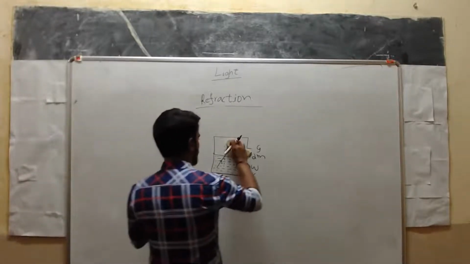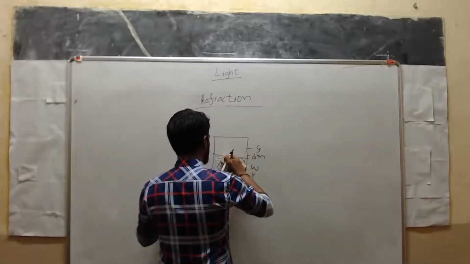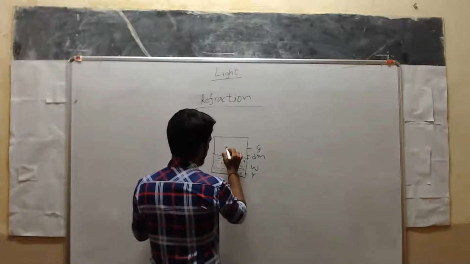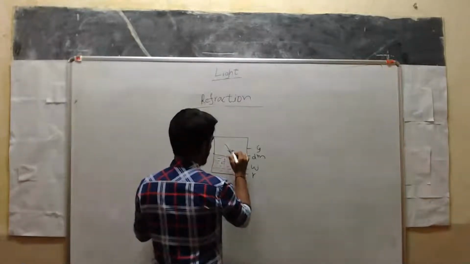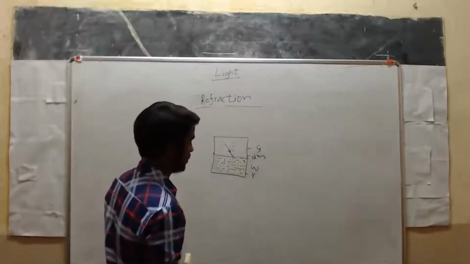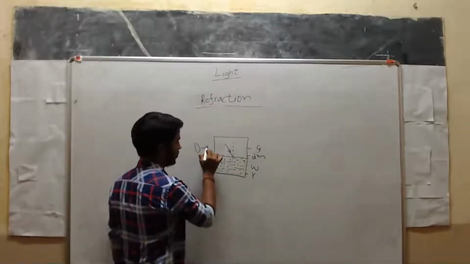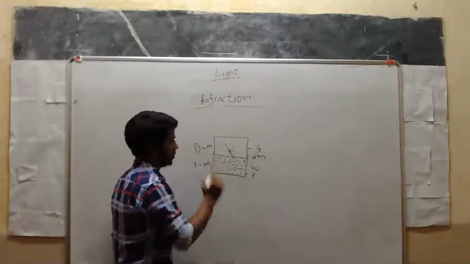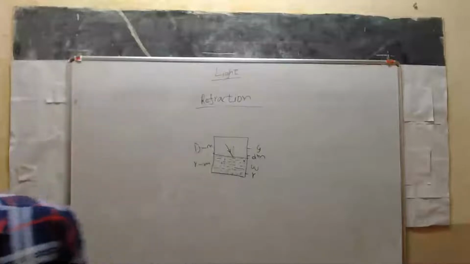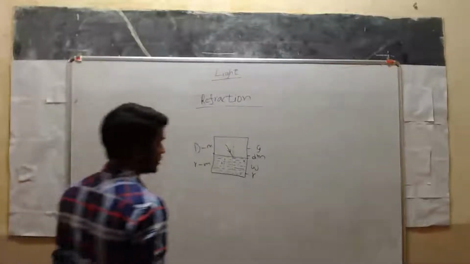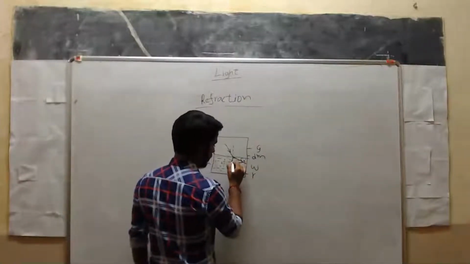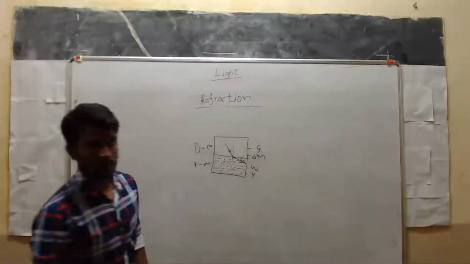Suppose I pass a ray of light from glass to water, meaning denser medium to rarer medium. Now its speed of light increases. It bends away from the normal.